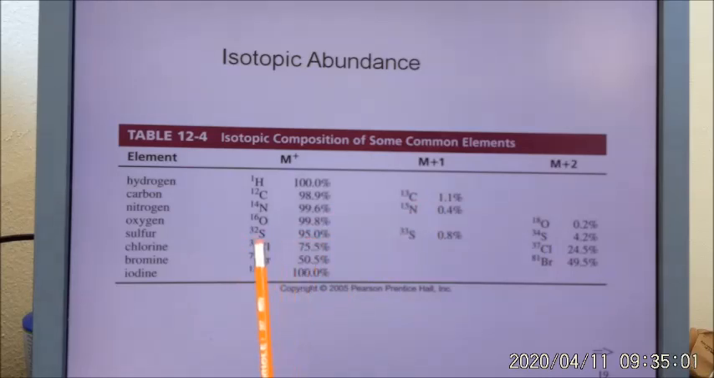But here, for sulfur 32, there's 4% sulfur 34, so you will see that on your mass spec. Chlorine 35, 75%. Chlorine 37, about 25%. So that's why it's a third of this height. Look at bromine. Bromine 79, about 50%. Bromine 81 is about 50% as well. That's why those two heights are about the same. Okay?